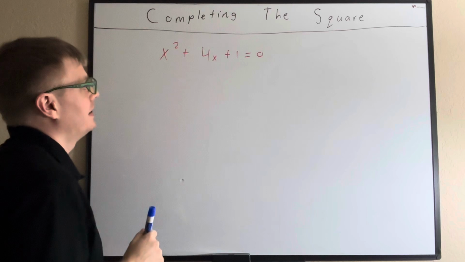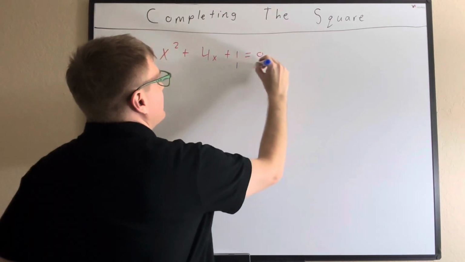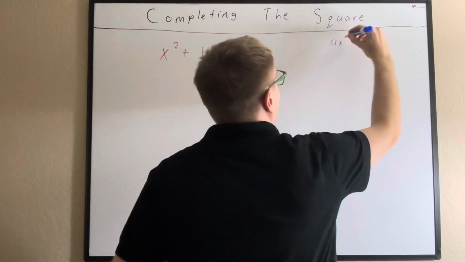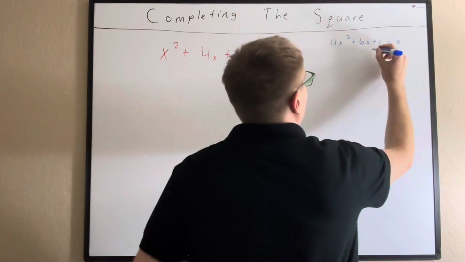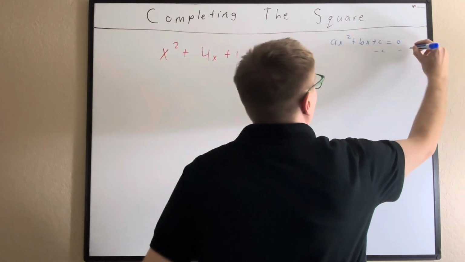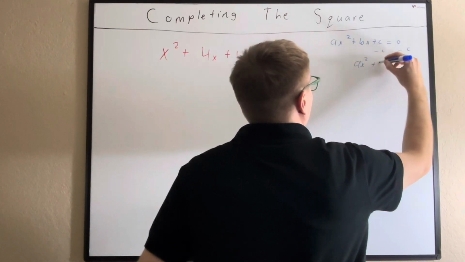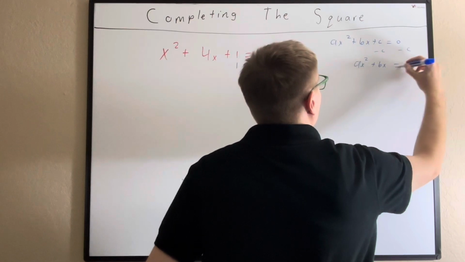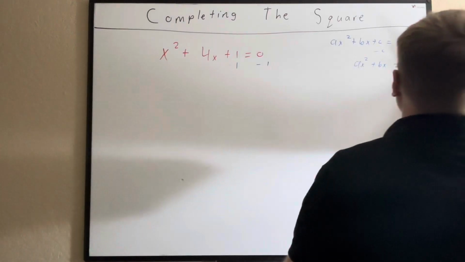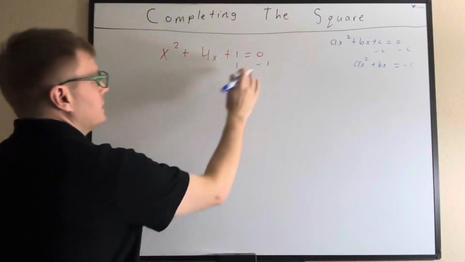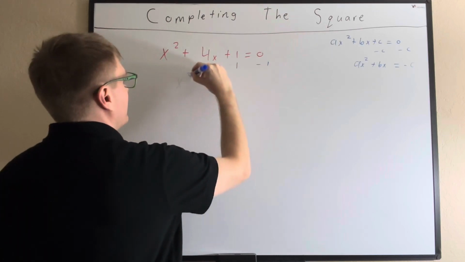And the first one is to get the c part of your ax squared plus bx plus c, get that c constant over to the other side. So we subtract c. So we're just left with ax squared plus bx equals negative c, right? Okay, so our c in this case is positive 1, so we subtract 1 from both sides.